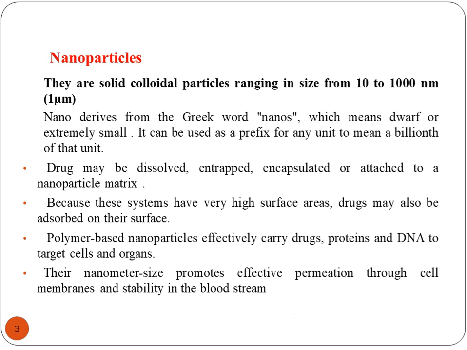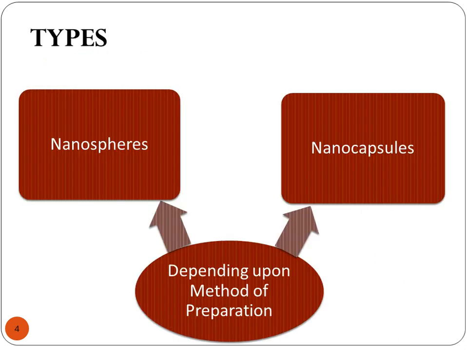Drug may be dissolved and trapped, encapsulated or attached to a nanoparticle matrix. Because these systems have very high surface areas, drugs may also be adsorbed on their surface. And polymer-based nanoparticles effectively carry the drugs, proteins and DNA to the target cells and organs. Their nanometer size promotes effective permeation through cell membranes and stability in the bloodstream.